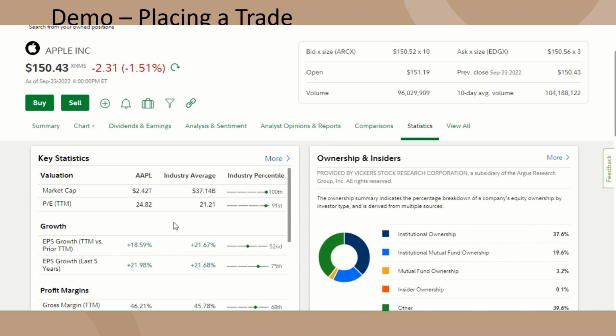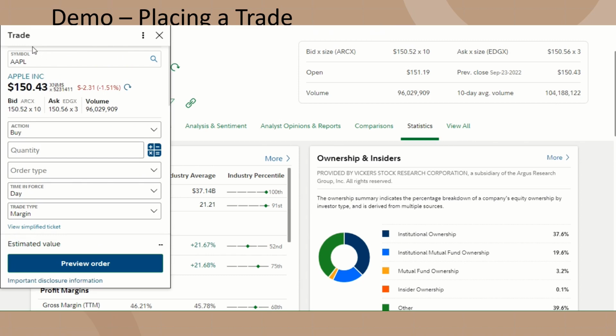So let's try to place a sample trade here, and you can understand how to place the trade. Okay, so this is where you go and click when you want to buy a stock, say buy a stock of Apple, you go and click over here on this symbol buy.